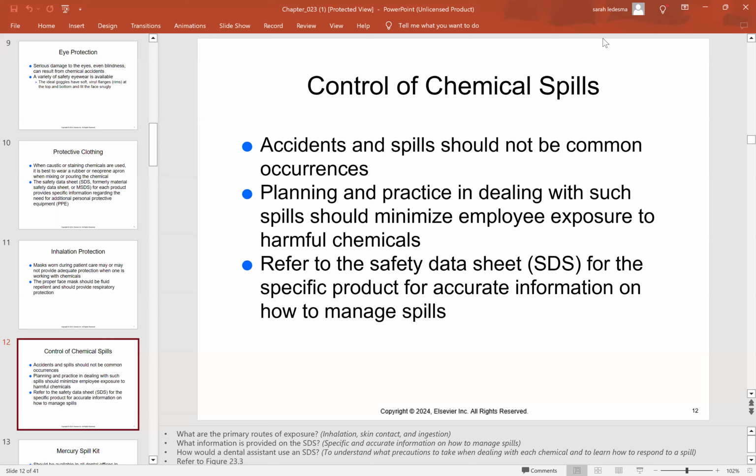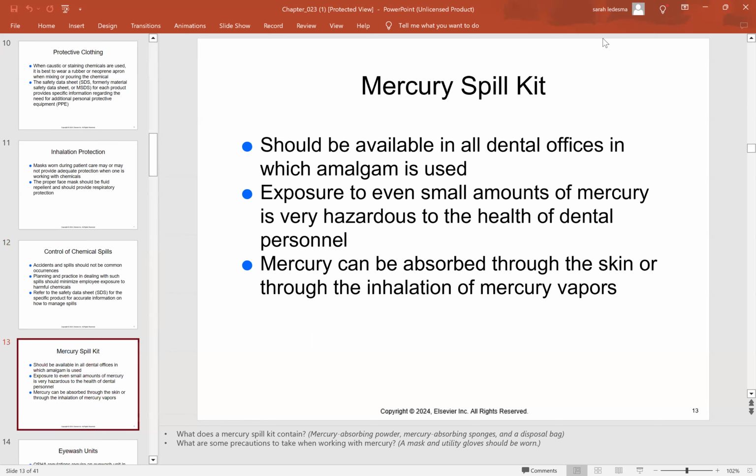Accidents and spills should not be a common occurrence. Planning and practice in dealing with such spills should minimize employee exposure to harmful chemicals. So we're always going to refer back to those SDS sheets for what we should do if there is a spill and how to manage it.